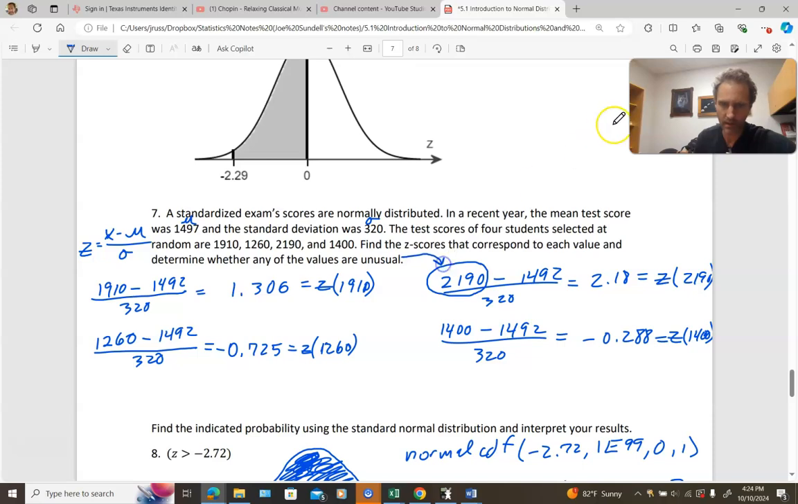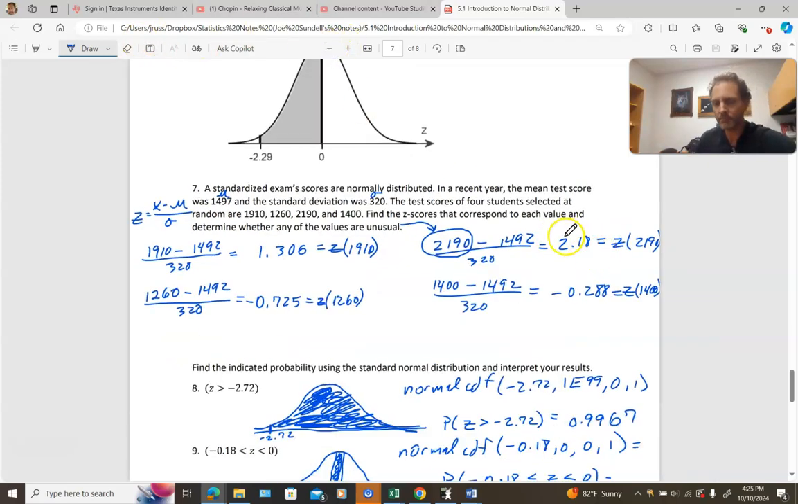Okay. Unusual doesn't have to be a bad thing, right? It just means it's not usual. And in this case, I would think it's a very good thing. This person scored well above. If you think about how much area would be to the left of 2.18, it's probably like 98%. So this person scored around a 98th percentile, which is fantastic.